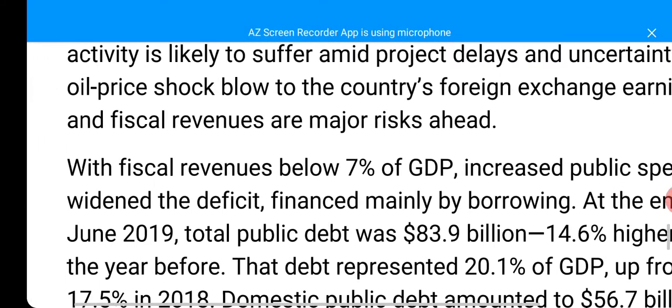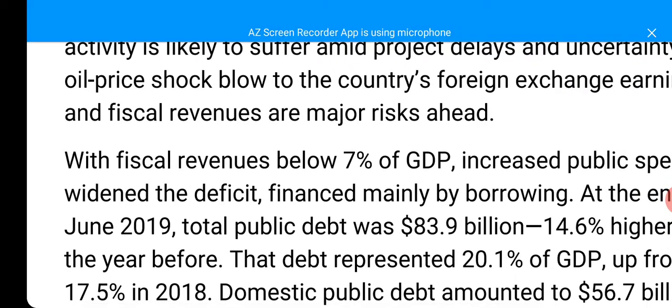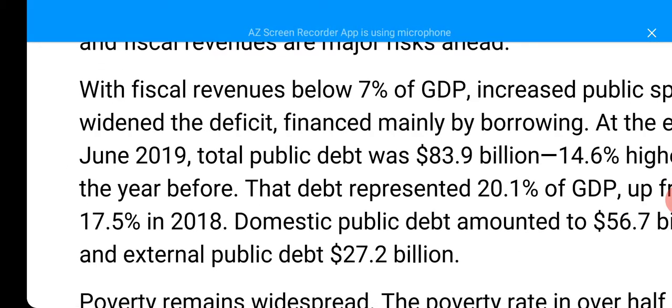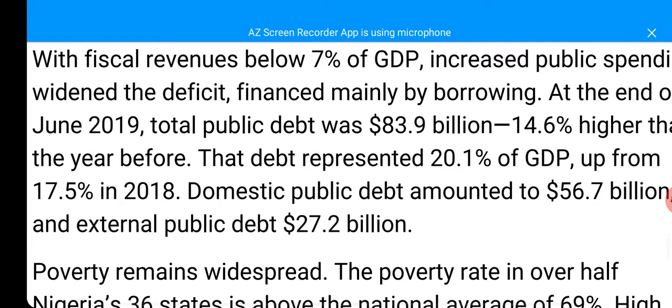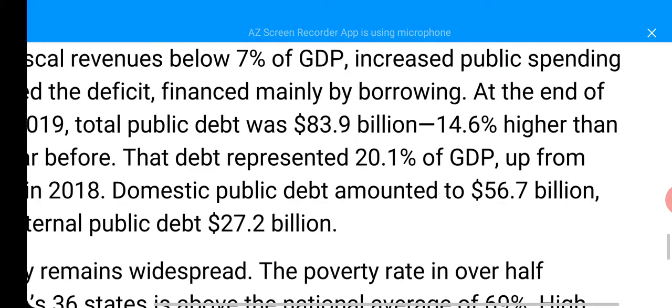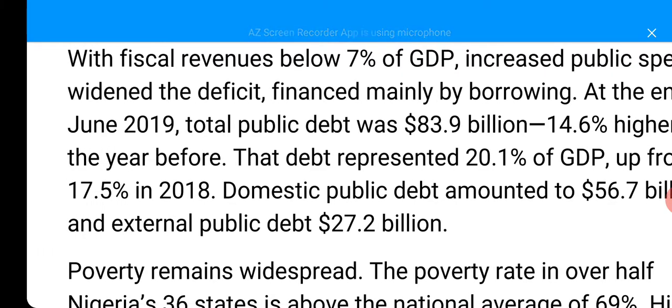Increased public spending widened the deficit. So if only 7% of the gross domestic product is our fiscal revenue, it means there are going to be deficit budgets, and this deficit is usually financed by borrowing. So as at June 2019, total public debt was $83.9 billion. That is 40.6% higher than the year before it.